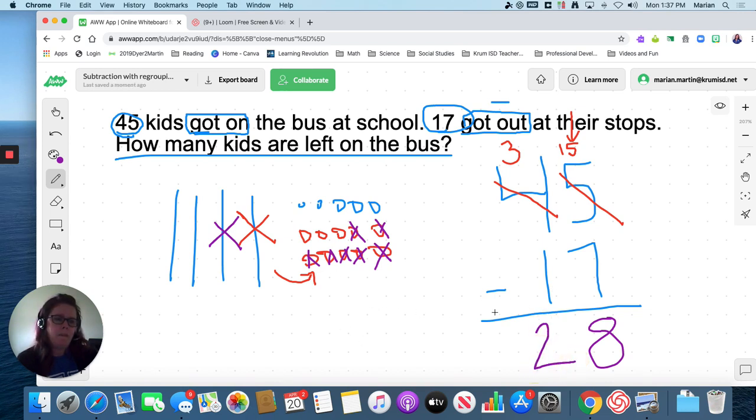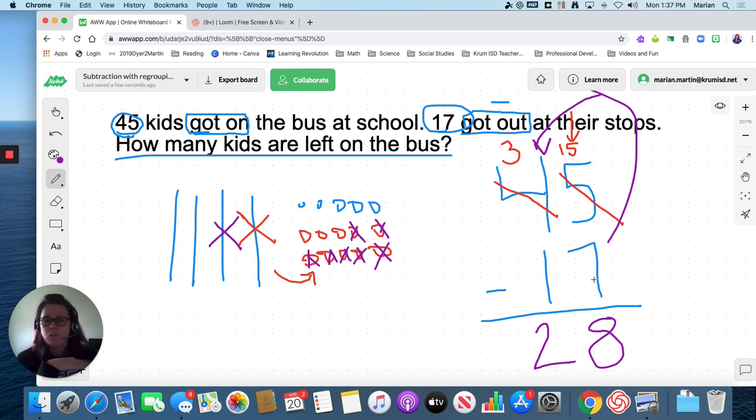Okay. Another little saying that can help you decide if you need to do regrouping or not is we like to say if there's more on the floor, then go next door and get 10 more. So in this particular problem, this is the top. This is the floor. And there's a 5 on the top and a 7 on the bottom. So there is more on the floor, so we needed to go next door. Next door would be in the tens place, and that's why we had to go ahead and regroup there.